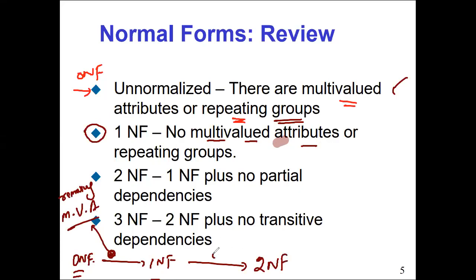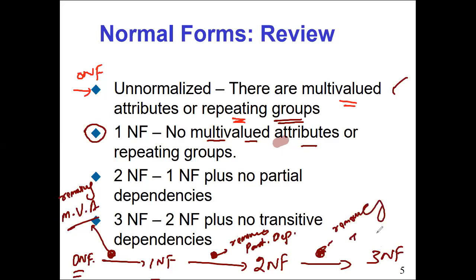If you want to convert, the process is removing partial dependency. From 2 NF to 3 NF, if you want to convert the form, the process happening is removing transitive dependency. That is why I taught partial dependency and transitive dependency. So up to this we will be learning.